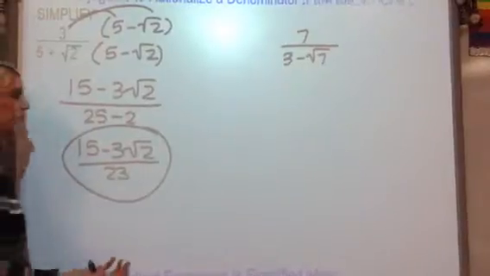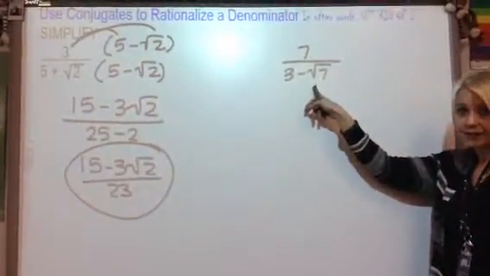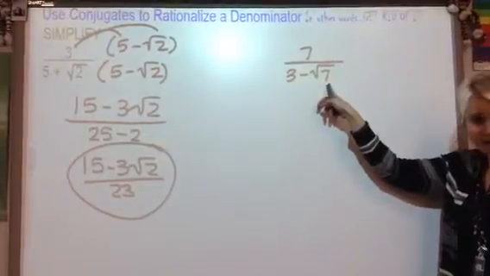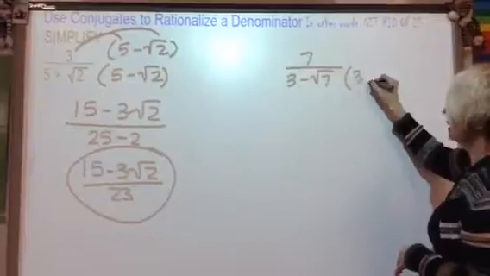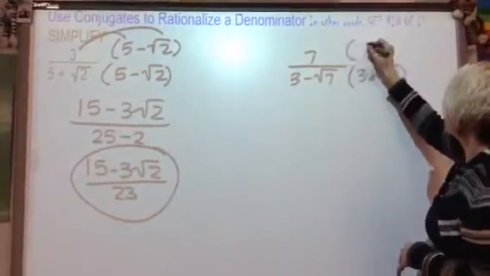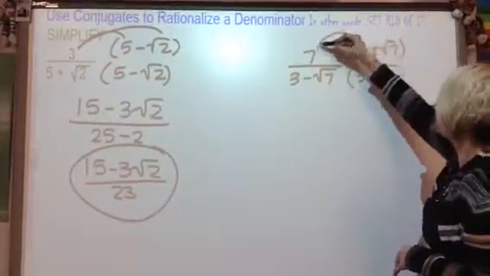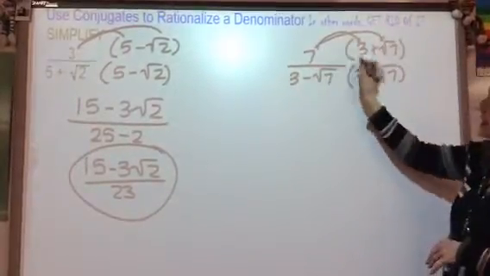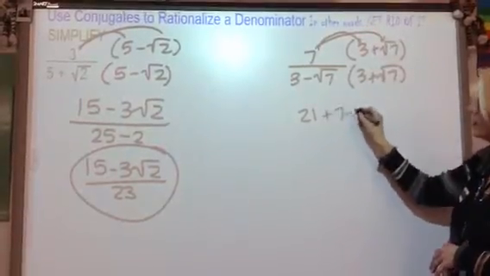So you are simplified, that's your solution. Let's try another one together before you do your own. This is a difference, so I can't just multiply by radical 7. I have to multiply by its sum, the conjugate, to get rid of it. Now, the numerator you're going to distribute. So 7 times 3 is 21. 7 times radical 7 is 7 radical 7.